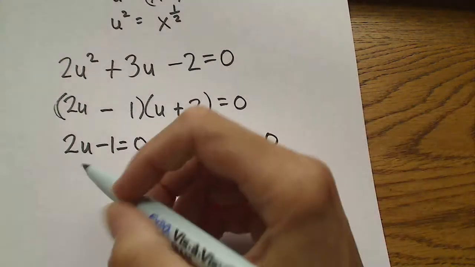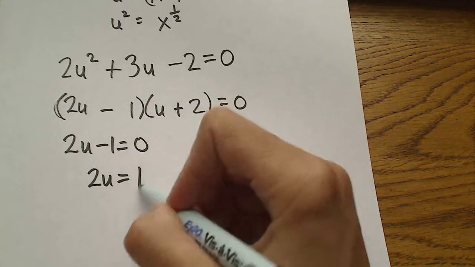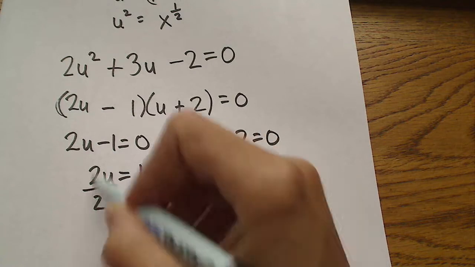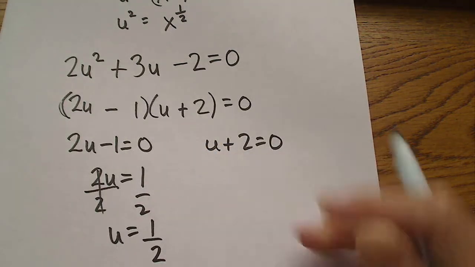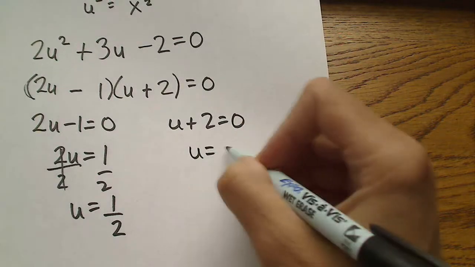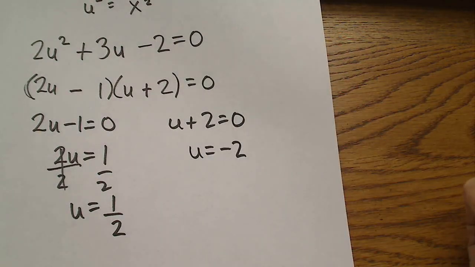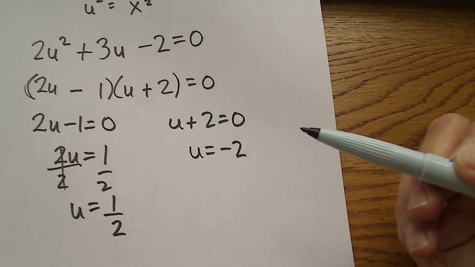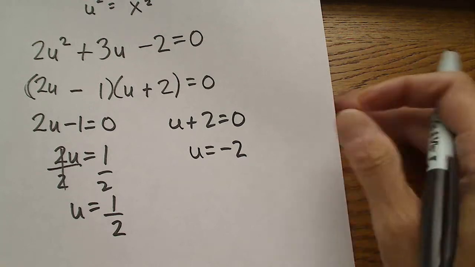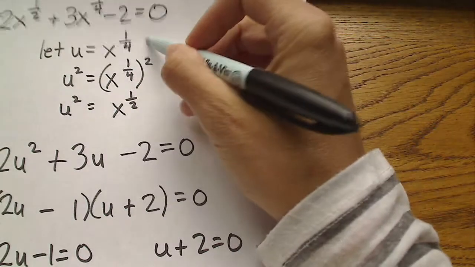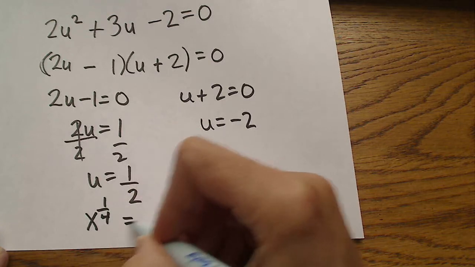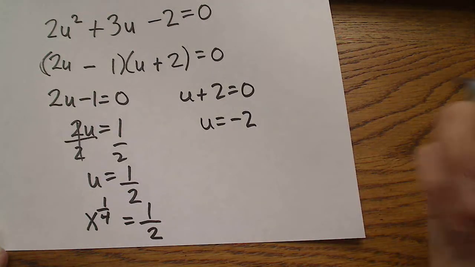Okay, so continuing to solve here, if we add 1, then we have 2u equal to 1, and dividing by 2, then u is 1/2. Okay, over here, subtracting 2, then we get u is equal to -2. Now, we weren't looking for u, right? We were looking for x, and so what we need to do now is a back substitution. And so we had defined back up here that u is equal to x to the 1/4. So what I'm going to do now is substitute in x to the 1/4 power for each of the u's.